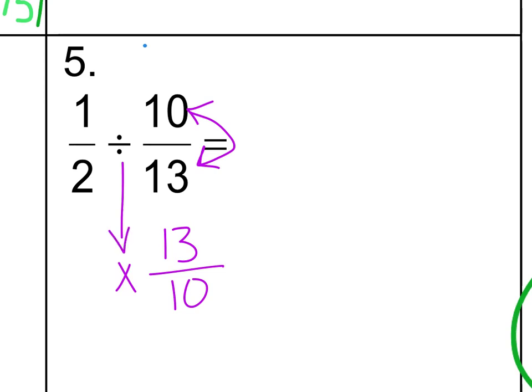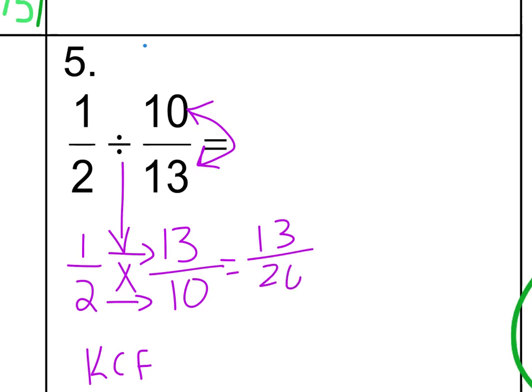We're doing the inverse problem, basically. And so we're going to keep 1/2 the same because we're not changing what we're starting with, but we are going to multiply by the reciprocal. So that you have heard of as keep, change, flip. Looks like KFC, but not. So now you just multiply straight across and then simplify. We end up with 13/20ths. So the answer is 13/20ths.